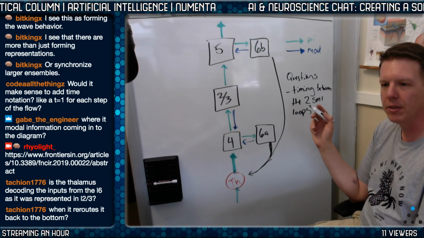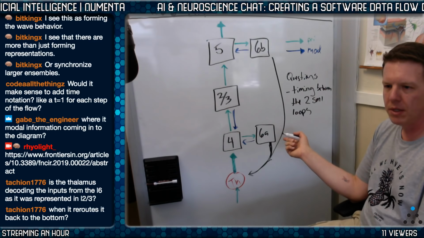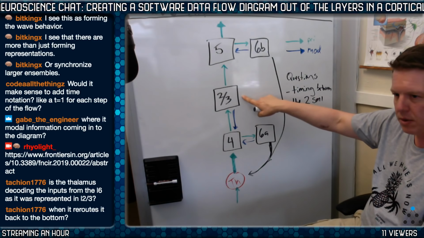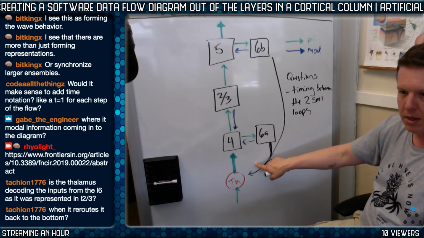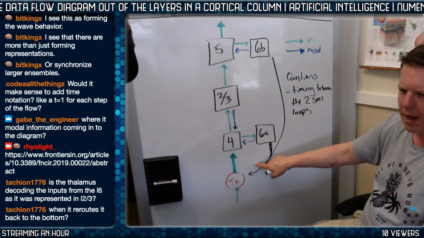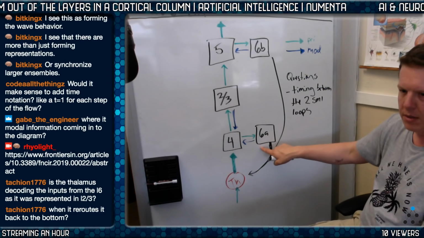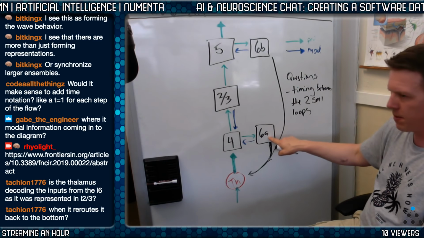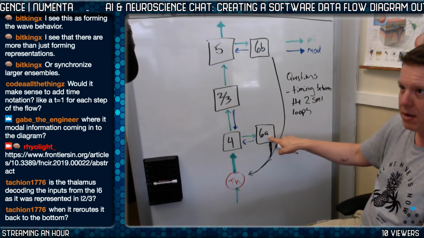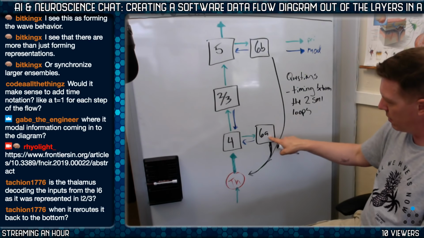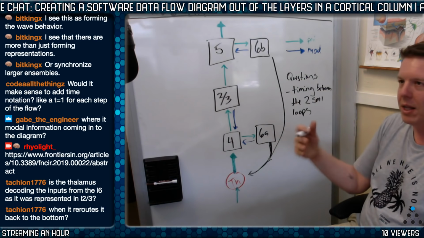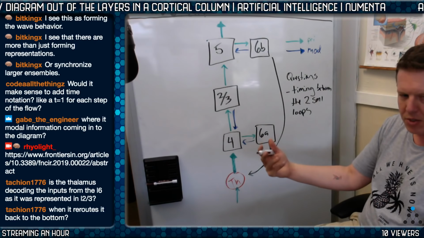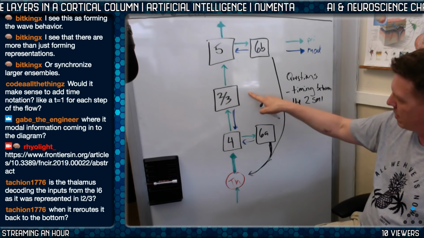Tachyon says, is the thalamus decoding the inputs from layer 6 as it was represented in L2/3? When it does this rerouting, is it decoding the inputs from the L6? I'm assuming you're saying layer 6 as it was represented in layer 2-3. If we're talking about layer 6 in our model, layer 6 is going to be either location or orientation information. So within the context of attending an object, it would be somehow the current location and orientation information, not necessarily the sensory.